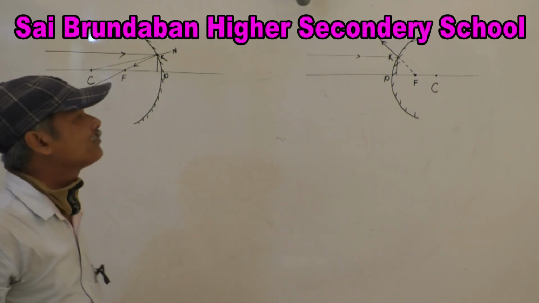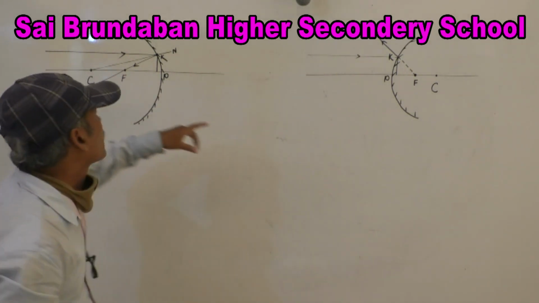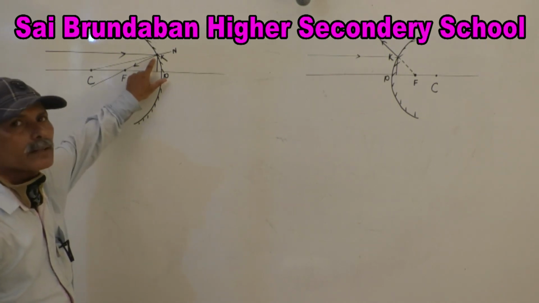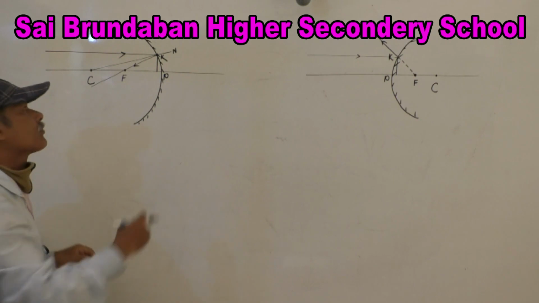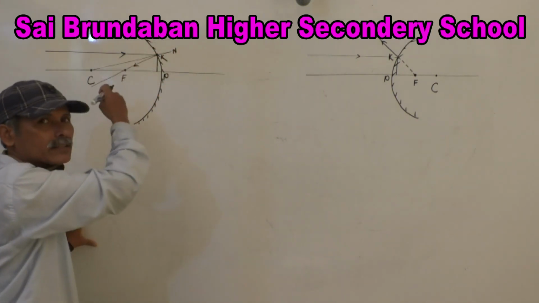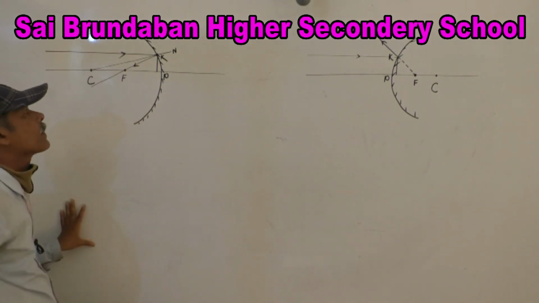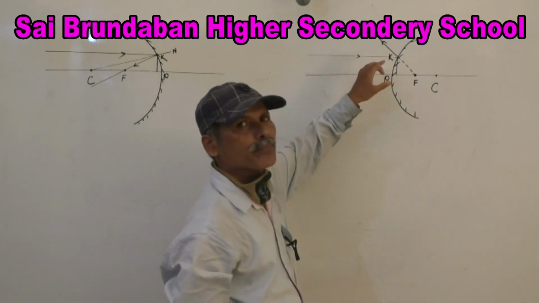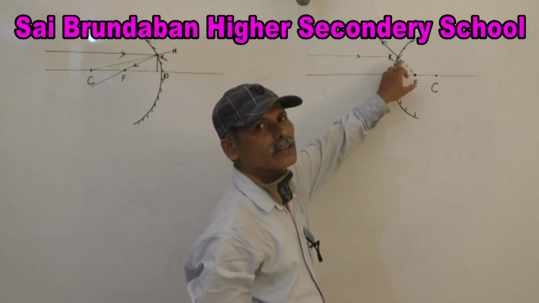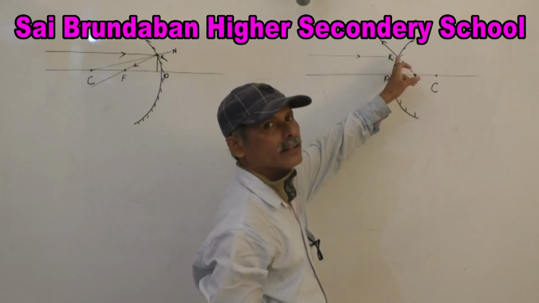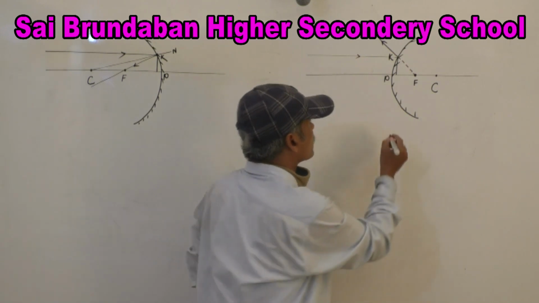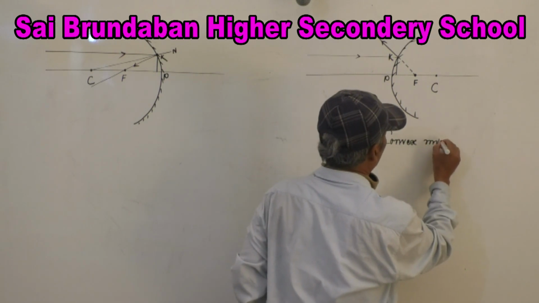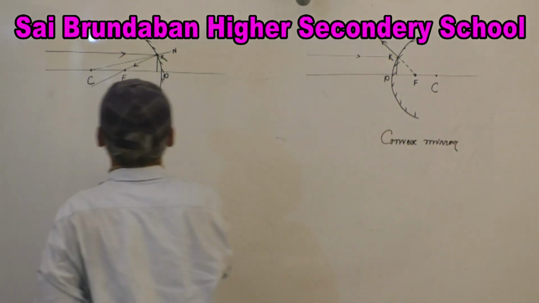A parallel ray came from infinity, strikes the reflecting surface here, and then propagates through the focus here. A parallel ray strikes the surface here, and then... this is a convex mirror, this is a concave mirror.